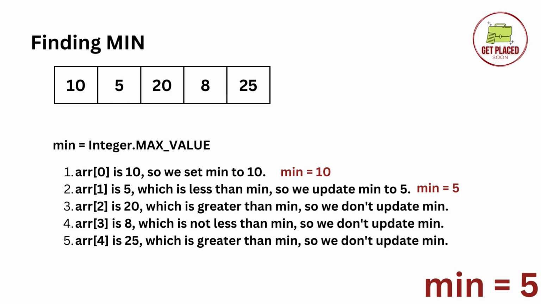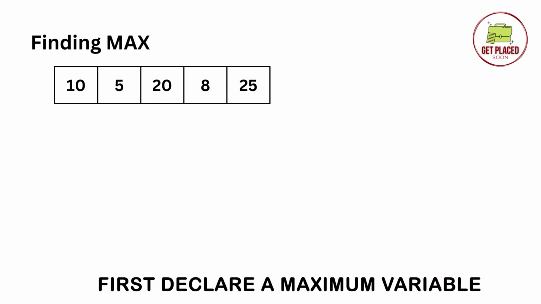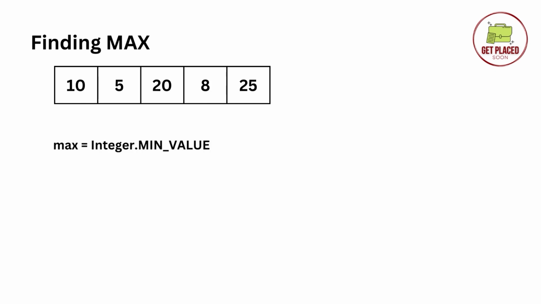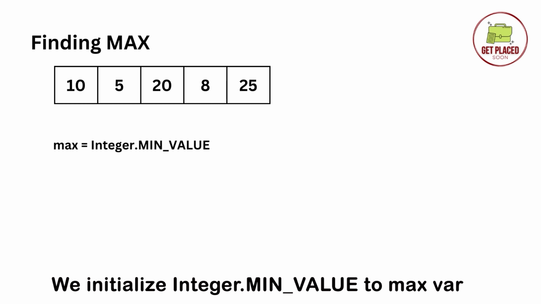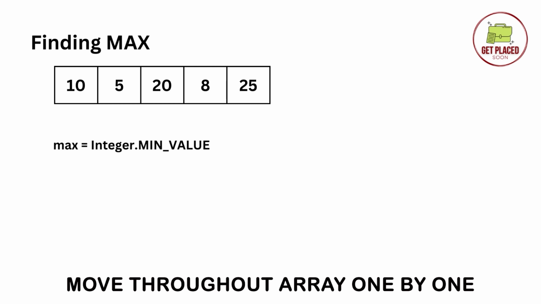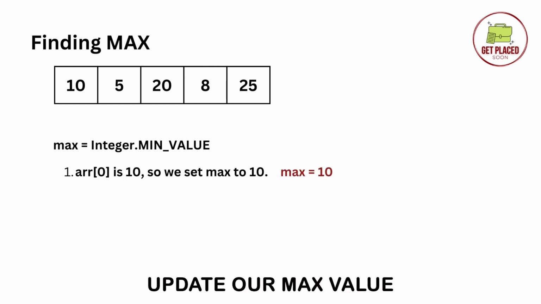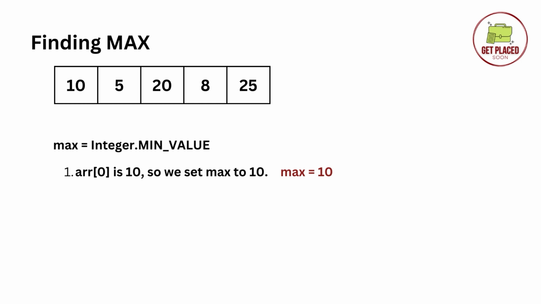Now let's see how to find the maximum value. Similarly, for finding maximum value, declare a maximum variable and give some value to it. Instead of giving anything else, we initialize Integer.MIN_VALUE to the max variable. Now, we will go throughout the array one by one element and we will update our max value. The first element in the array is 10. So, we update the maximum value to 10 because the maximum value contains the smallest minimum value of integers, right? We update the maximum value to the first element, that is 10.